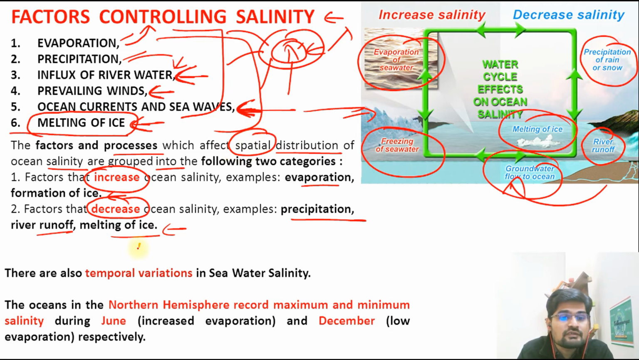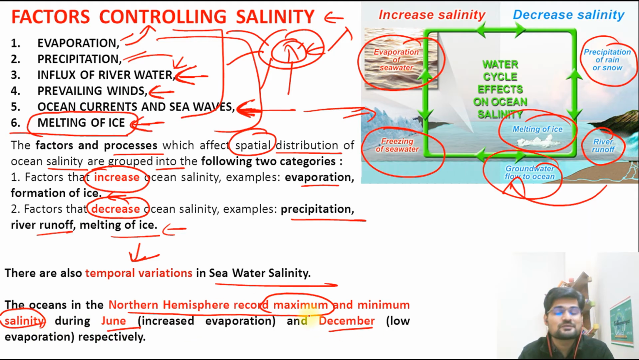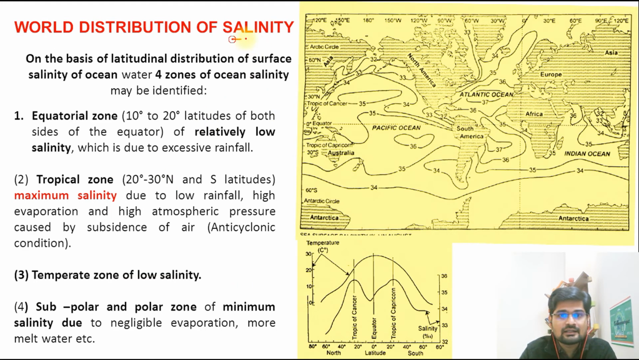But if we go to temporal variation by season, remember seawater salinity also has temporal variations. And why? I hope you understand, because of the insolation changes, seasonal fluctuation. So the northern hemisphere records maximum and minimum salinity when? During June and December respectively. Because during June the sun is on the Tropic of Cancer, with maximum insolation, so more evaporation, so more salinity. So this is a seasonal fluctuation. That's where temporal variation is also there, apart from the spatial variation, because of these factors controlling salinity. Then looking into the world distribution of salinity, just observe this particular world map as well as this graph.